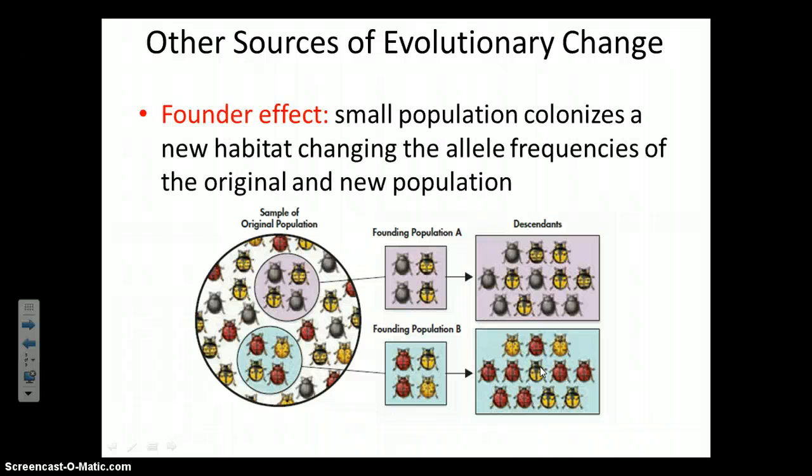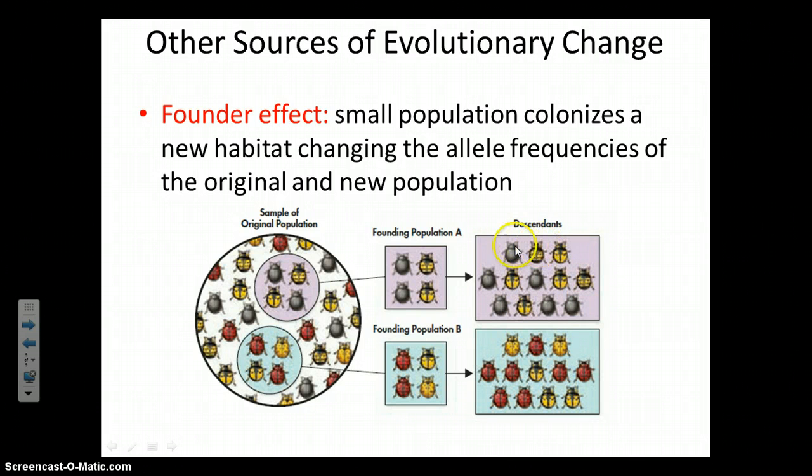The founder's effect happens when a population colonizes a new habitat. So if you imagine here, this is our original population that lives on the mainland. We've got black bugs, yellow bugs, and red bugs. And a small group of them gets blown over to an island. And just by chance, it happens to be black bugs and yellow bugs. And so none of the red alleles made it over to this island. Because of that, you don't have any red alleles in this new population.